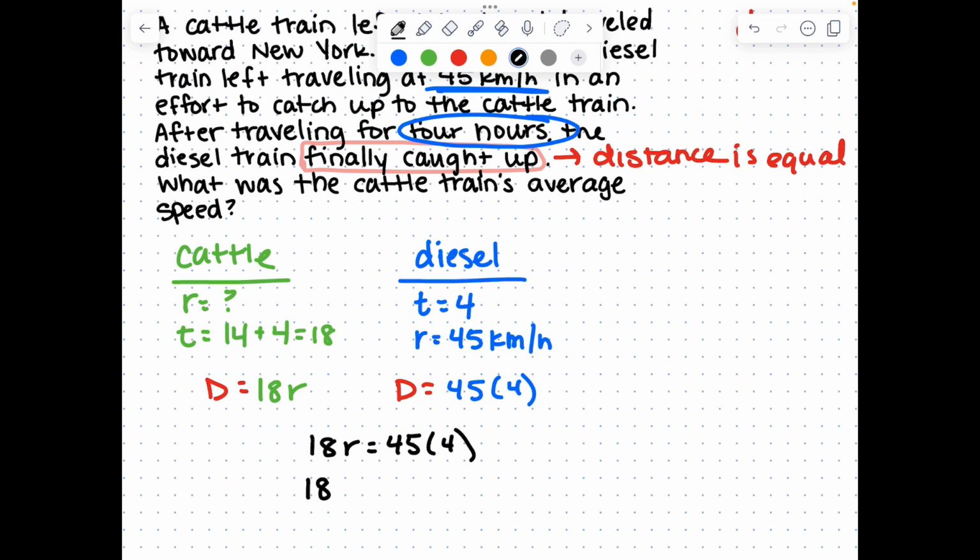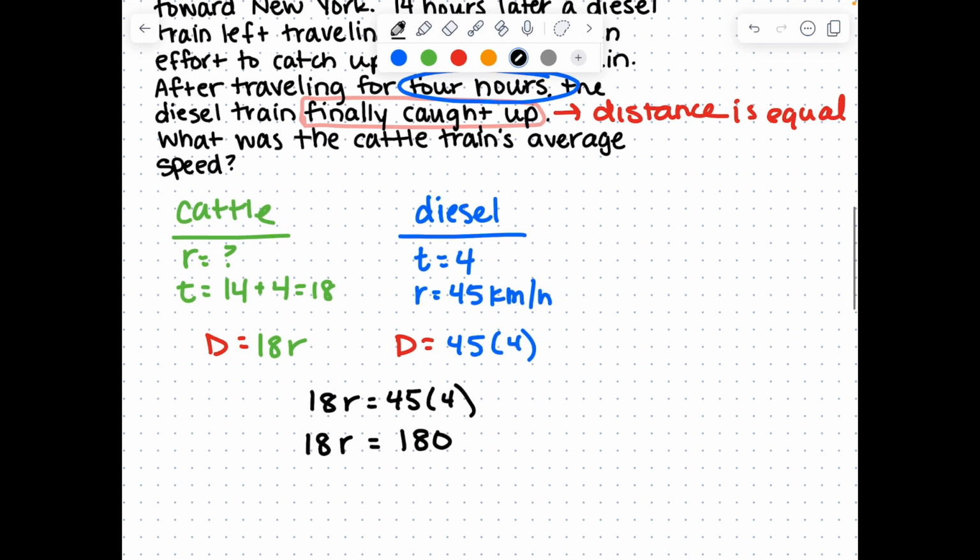So we'll simplify that a little bit. 18R equals, if you need a calculator for this, that's a thing. But I know that 45 times 2 is 90. So then times 2 again to make the 4 would be 180. And now it's just a one-step equation. So we need to get that R isolated. So we'll divide by 18 to cancel the 18s to 1. Divide by 18 there. So then R equals 10.